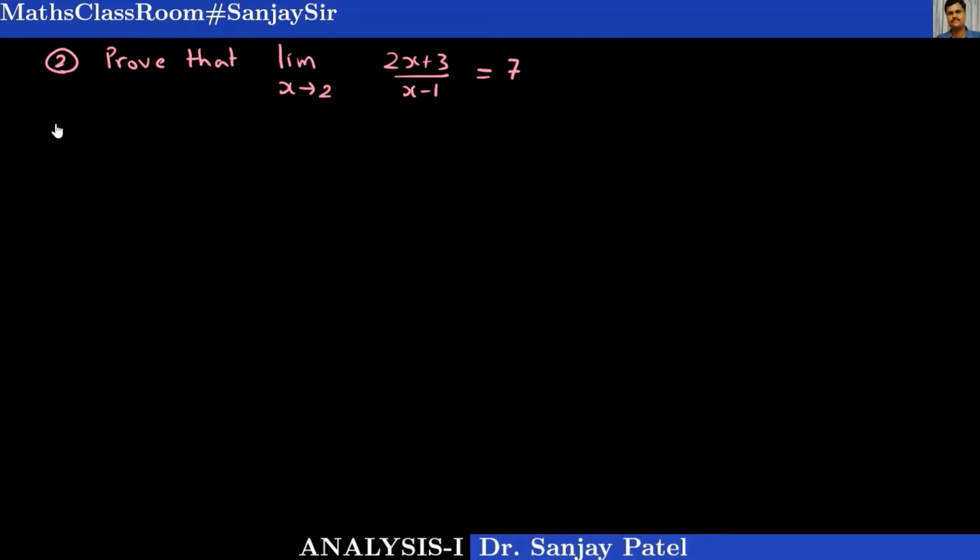Note that here we have the function f(x) is 2x plus 3 upon x minus 1. The point at which we want to discuss the limit is a equal to 2, and the value of the limit L, which is to be proved, is L equal to 7. And always remember, whenever you are required to prove that the limit of a function is something, you always check the epsilon delta condition, means check the definition, whether it satisfies the definition or not.